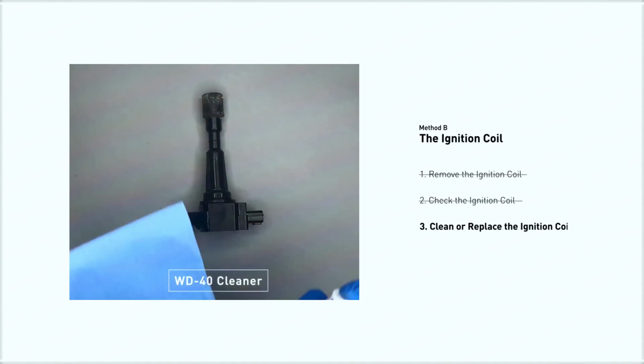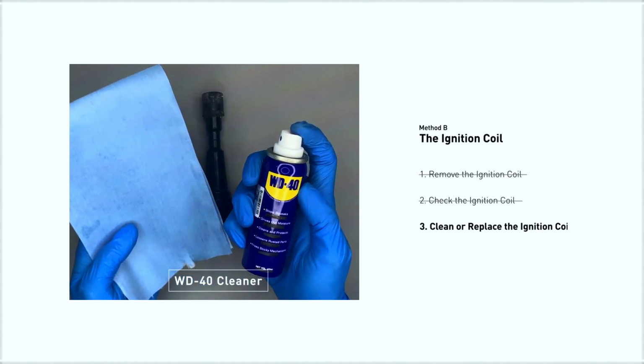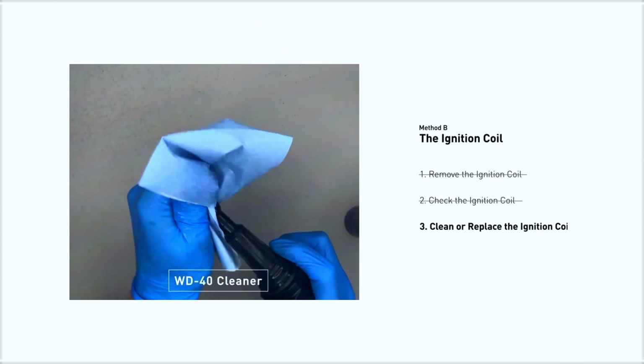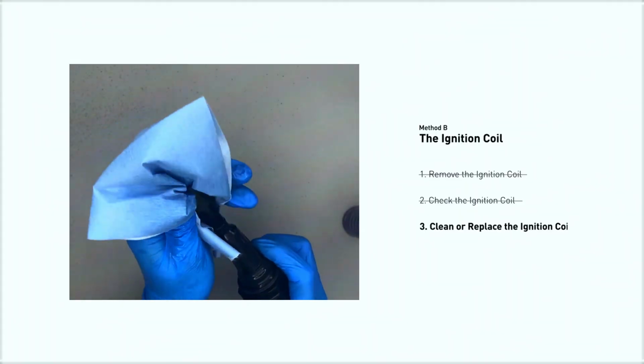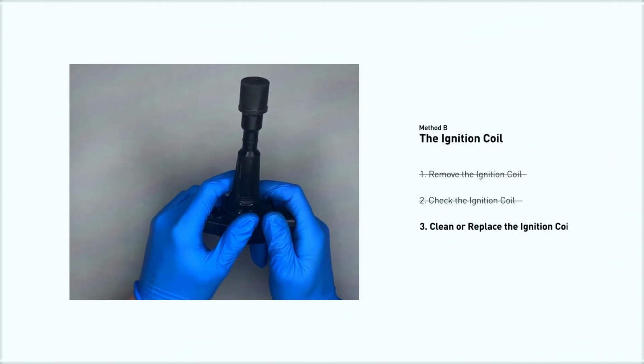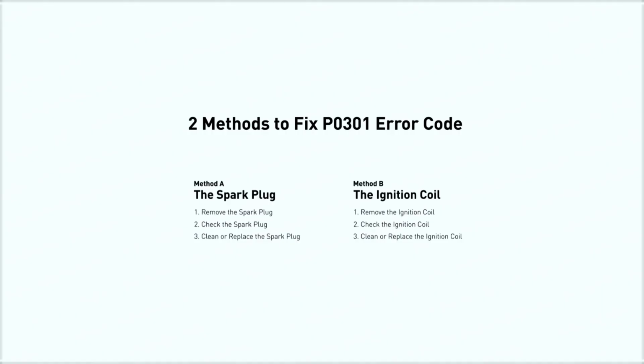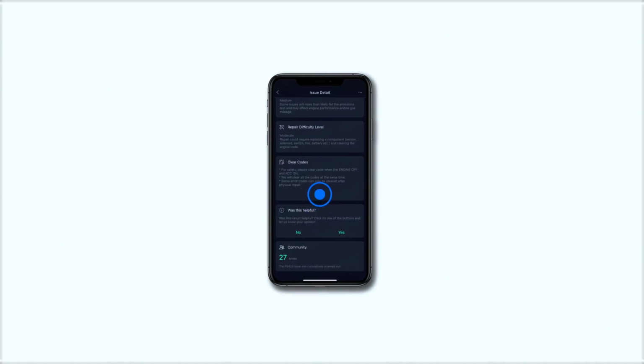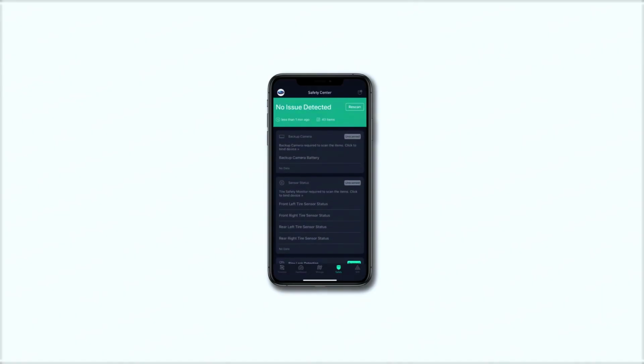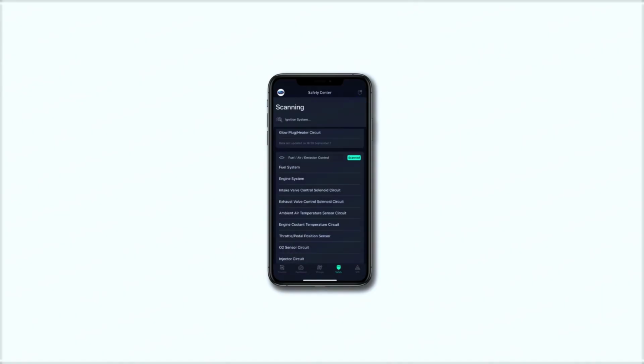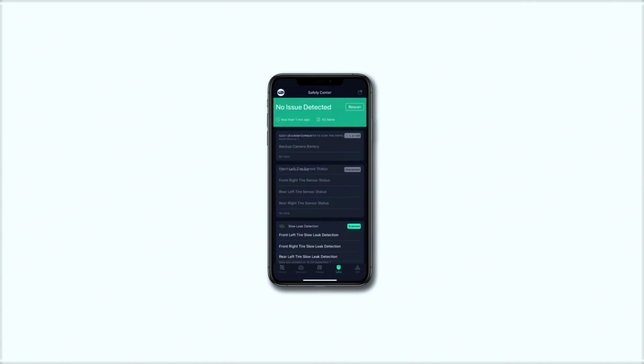If the ignition coil is covered with engine oil or stains, simply clean it with a WD-40 cleaner. Otherwise, replace the damaged ignition coil with a new one. So here are two of the most practical solutions to fix the P0301 error code. After the repair, you can now use the OBD2 scanner to clear the error code. And tap the rescan button one more time to make sure everything is fine with your vehicle.